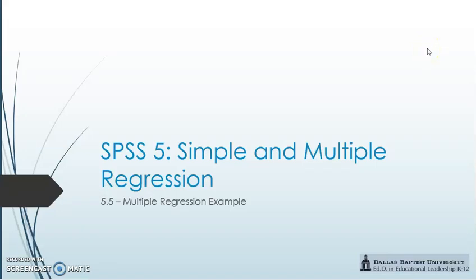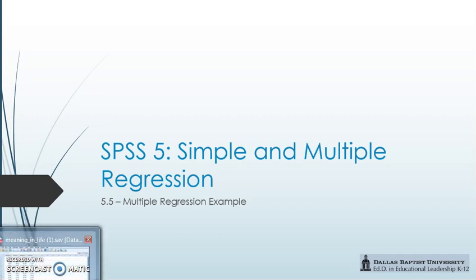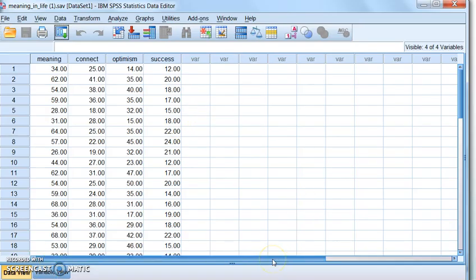Okay, welcome back to the last installment of SPSS 5, Simple and Multiple Regression. Here we'll take a look at the multiple regression example from Chapter 14 of Yaki. So I next want to switch over to our data file. You'll find that on Blackboard.